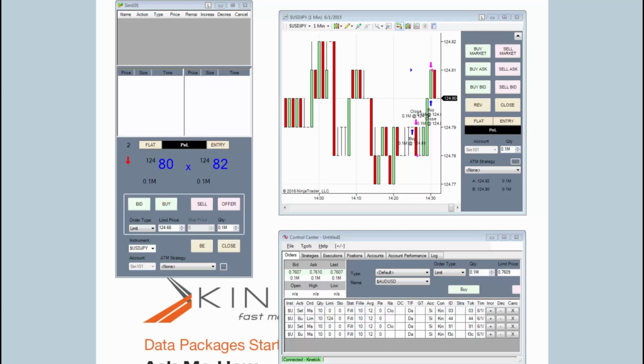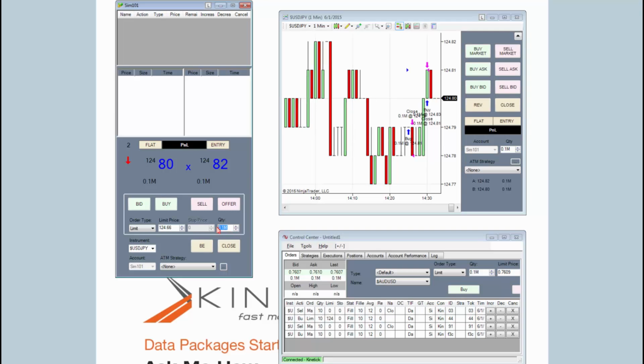Okay, so the first thing we're going to talk about, the first nuance here, is lot sizes. Really, the point that I want to make about lot sizes in NinjaTrader is that the way you enter quantities is going to depend on your data provider. Some data providers, such as Kinetic, require you to use a literal notation to literally tell it the number of units you want to trade, which means if you'd like to trade one lot, you're going to have to enter 100,000 as the quantity. That's the way the data provider requires that information to be sent.